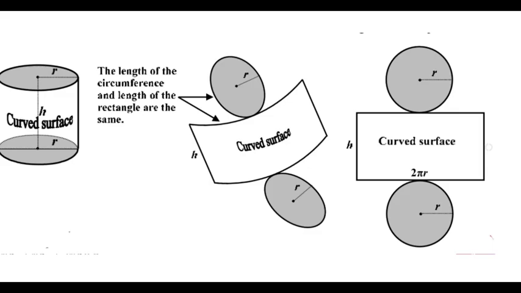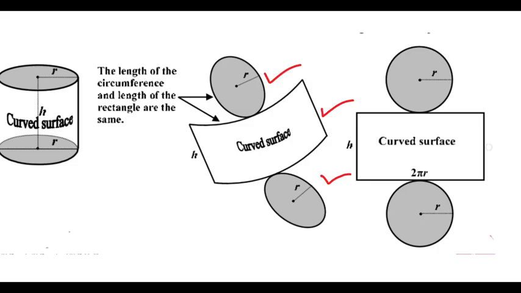Hi guys, so this is important. We're going to start the cylinder now. The rectangle, you must remember, if the cylinder is opened up and flattened, the net will be made up of two identical circles and a rectangle. So it's going to be 2 circles and 1 rectangle.